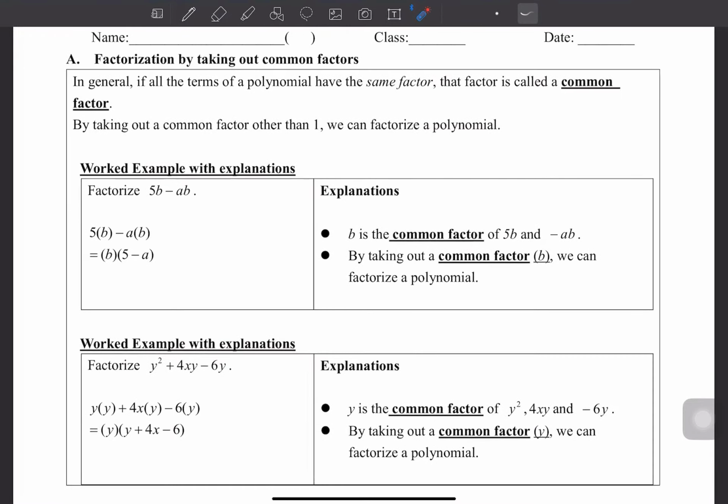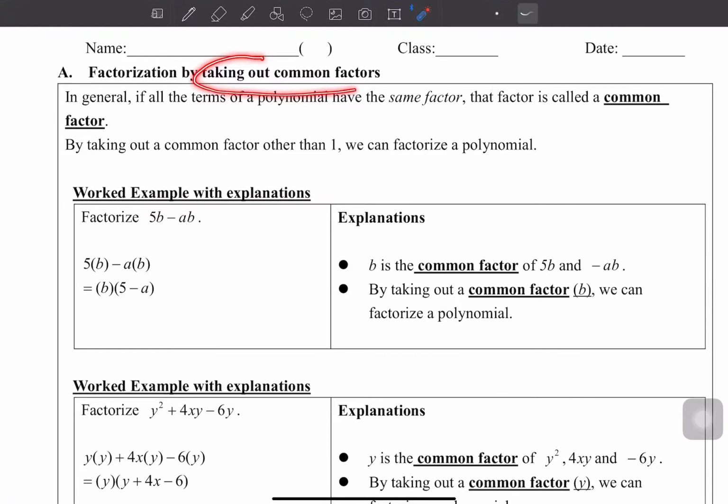Method 1 is taking out common factor. I want you to remember, no matter what question you want to finish, step 1, you need to find the common factor first. If you cannot find any common factor, you can jump to method 2, method 3, and method 4. For example, in this case, 5b minus 4ab. You can see there are common factor b. You can take it out. When you take it out, the first term remains 5. The second term remains negative a.